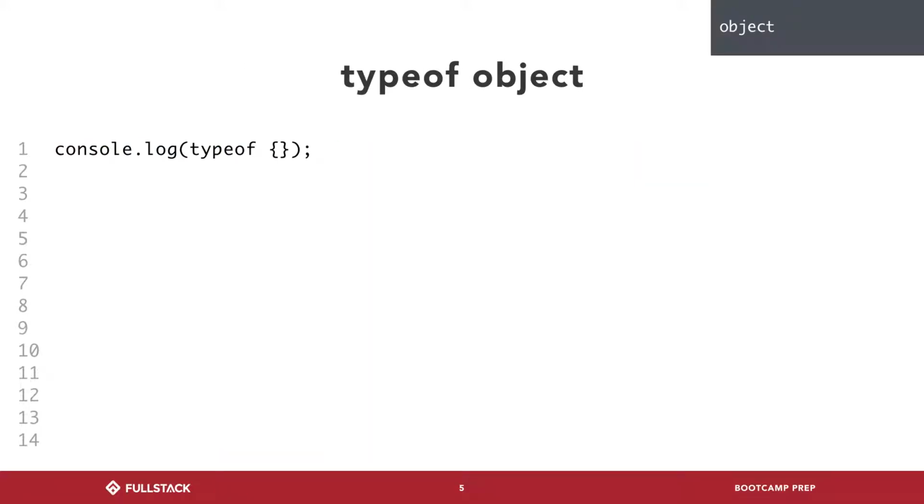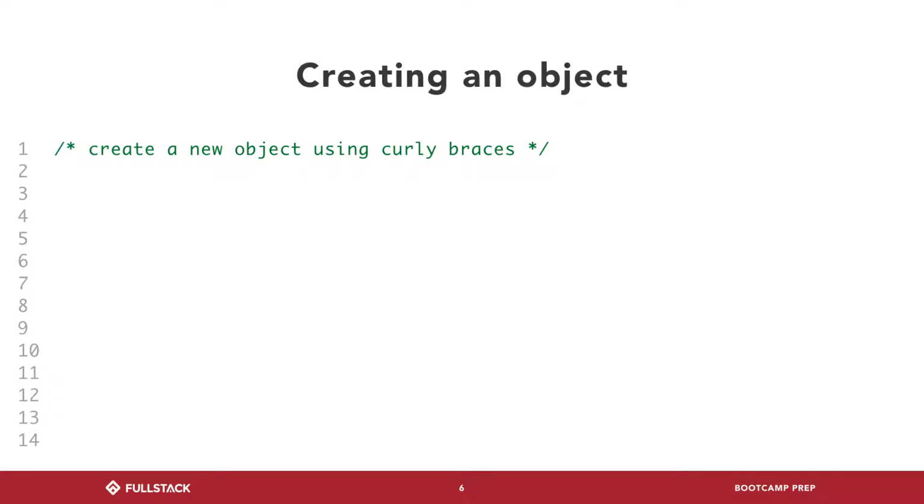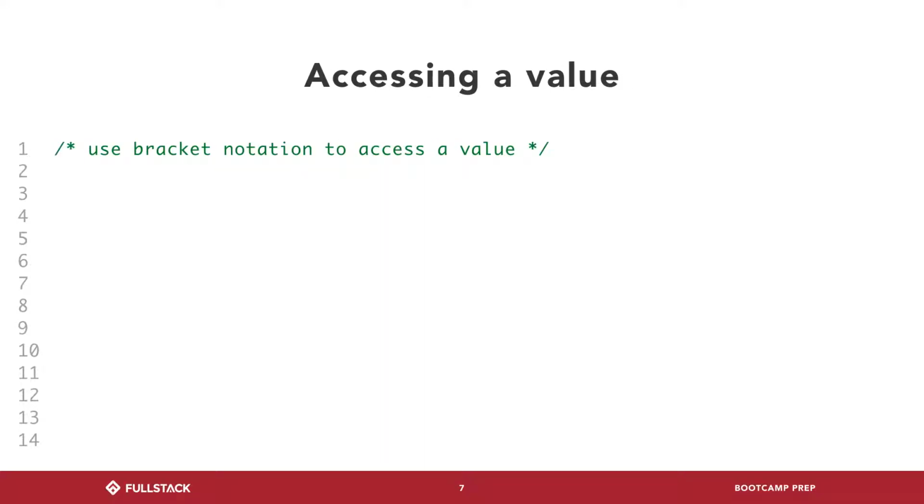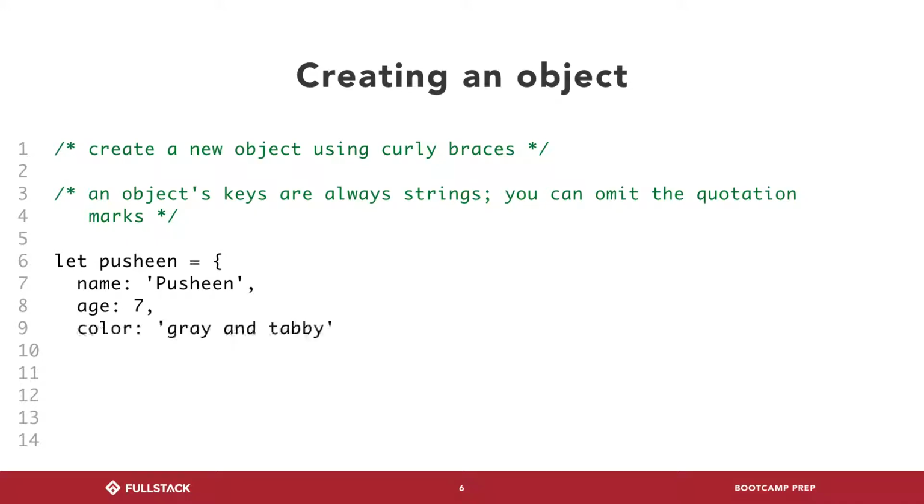Okay. Typeof an object is an object. However, as we saw yesterday or two days ago, typeof an array is also an object. So is it useful? Yes. Is it extremely precise? Not always. But if you only care about whether or not something is an object, this will most likely get the job done. Okay. Oh God, that was fast.